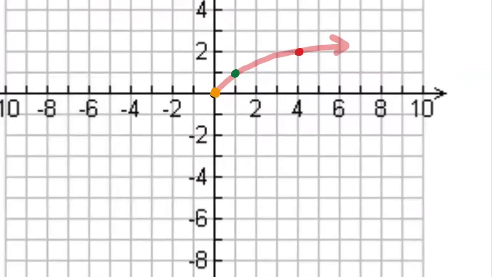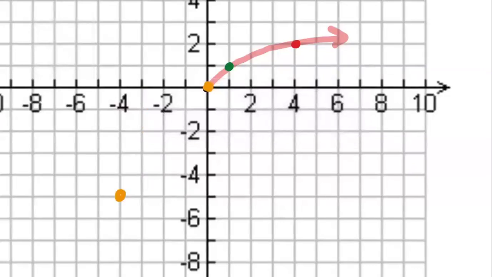So 1, 2, 3, 4. 1, 2, 3, 4, 5, which is right here. And then I'm going to erase it so that way I don't get confused. Then with the next one, same thing. 1, 2, 3, 4. 1, 2, 3, 4, 5. With the other one, 1, 2, 3, 4. 1, 2, 3, 4, 5. Put a dot.